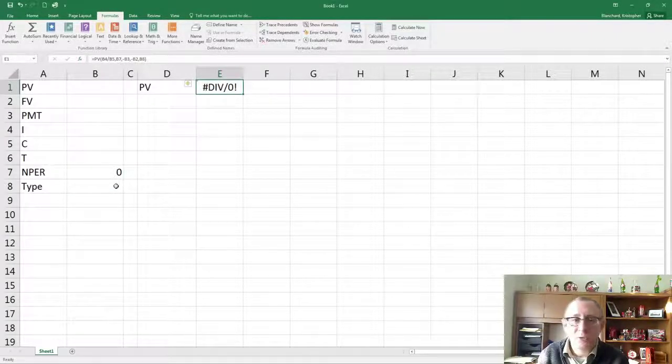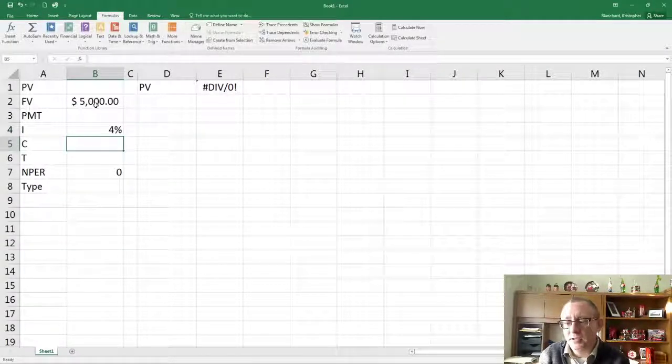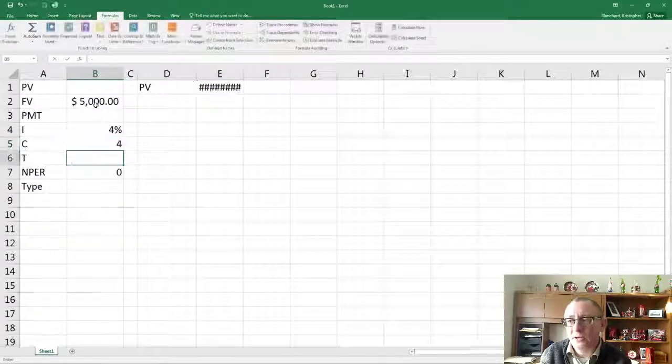It does say something weird. It says, okay, 0. So let's just see how it works. Let's say you need $5,000. So we put in $5,000 as a future value. You're going to need $5,000, and right now you can earn maybe 4%. So you put in your 4%. It's going to be compounded. We're going to put quarterly, so 4 times per year. And oops, make sure I do that.